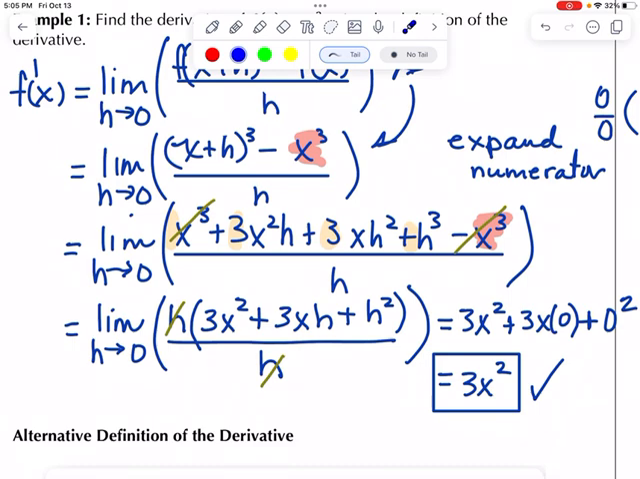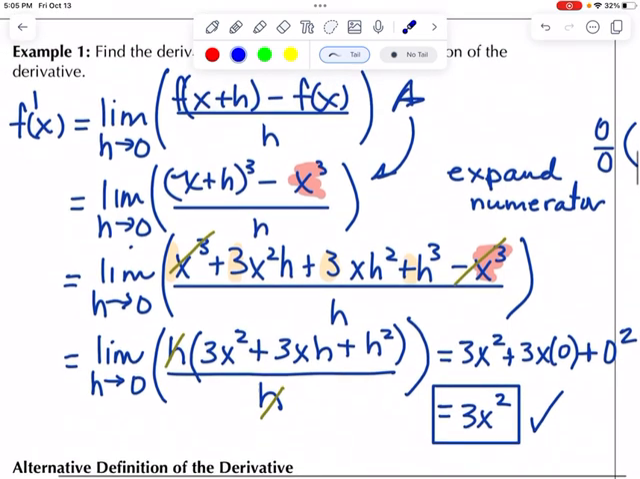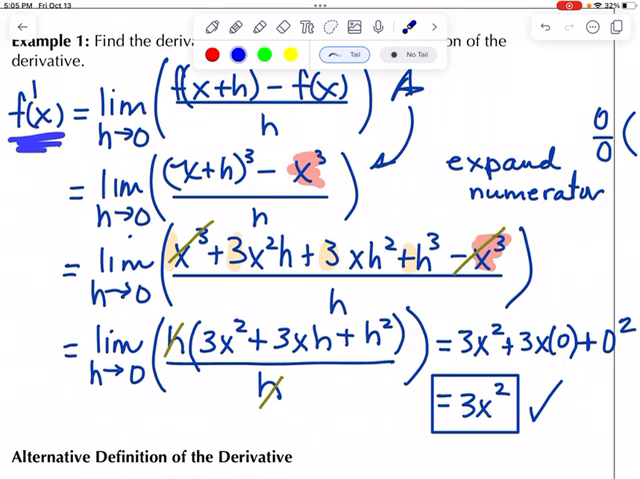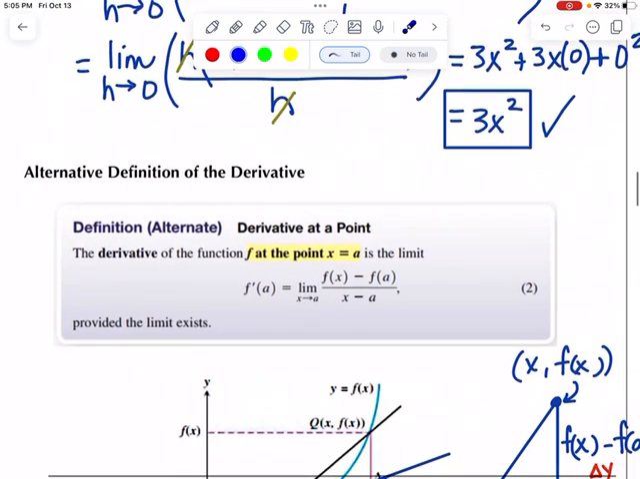Now, some of you who've worked ahead are like, oh, that's the derivative of x cubed, which it is. And we just did that, right? So this is the limit definition of the derivative.